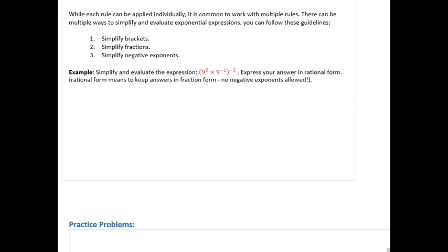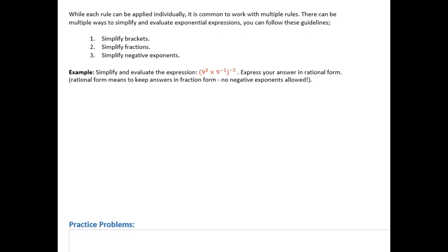So for example, we're going to simplify and evaluate the expression 9 to the power of 3 times 9 to the power of negative 1, all to the power of negative 2. Now we want to express our answer in rational form. Rational form means that it's going to be a fraction. And again, remember, no negative exponents are allowed in a resulting answer.